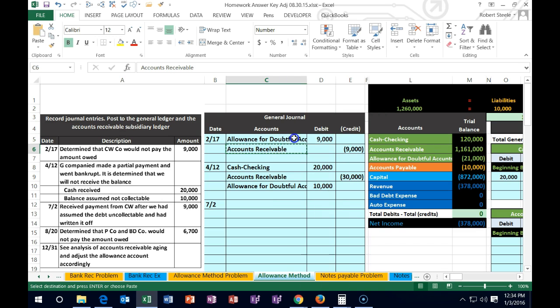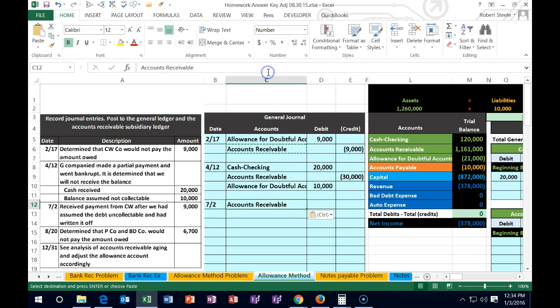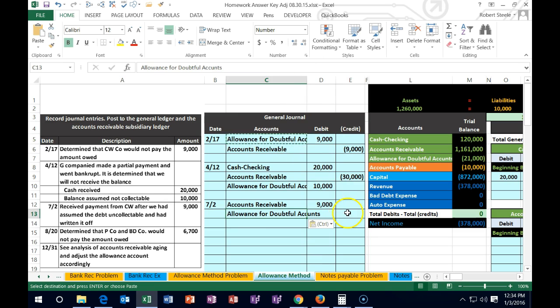So I'm going to copy this, and we're going to paste this in C12. Right click, paste it 1, 2, 3. We're going to debit the 9,000, and then we're going to credit the allowance for doubtful accounts. We're going to reverse this transaction showing that we wrote them off, that this client did not pay us. So I'm going to copy that, put the cursor in C13, right click, paste it 1, 2, 3, and that'll be the negative 9,000. So I'm going to post this, and then we'll record the second half of this transaction.